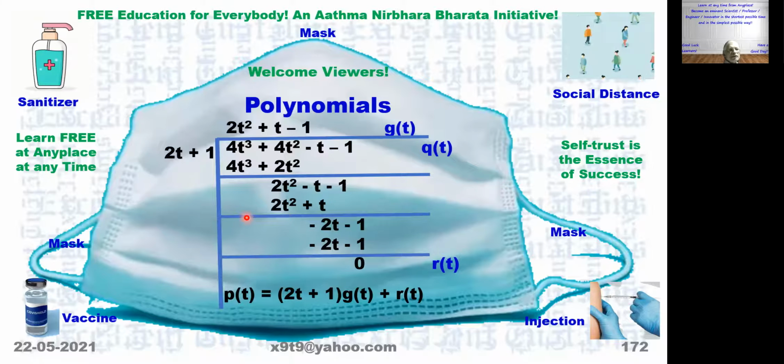Now draw a horizontal line. Now subtract this 2t square from this 2t square. It will always cancel because we have selected the quotient term here such that when multiplied by this first term in the divisor it gives this one. So in case it is not cancelling, you have not selected the correct term there. So you have to redo the problem.